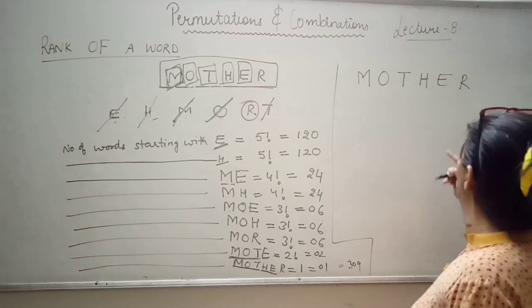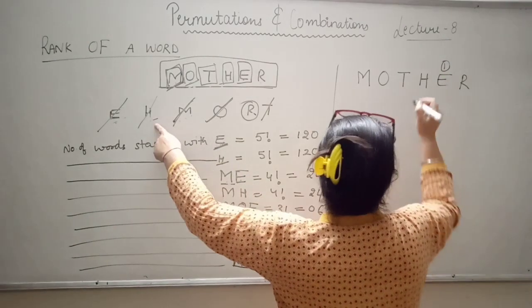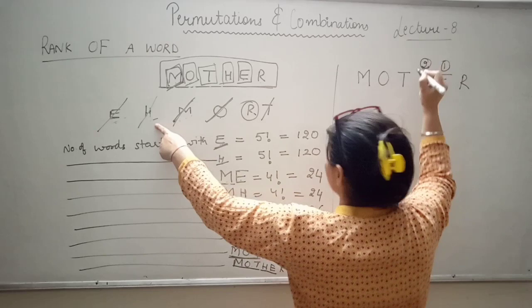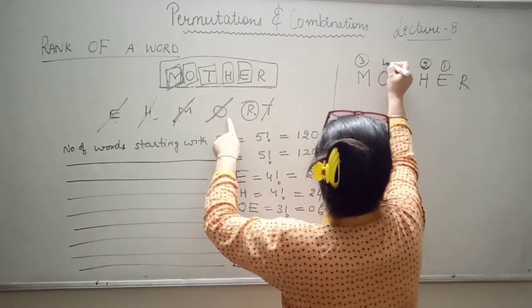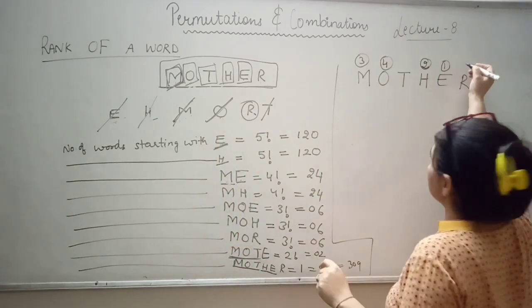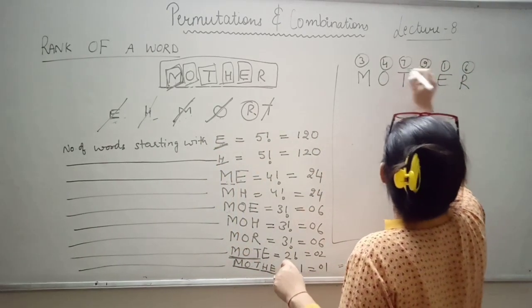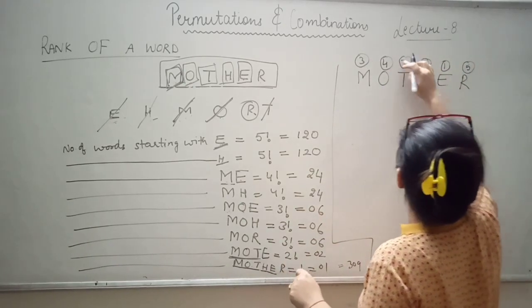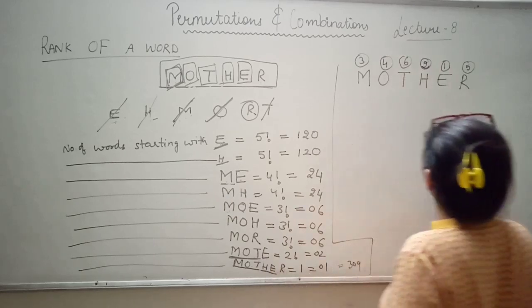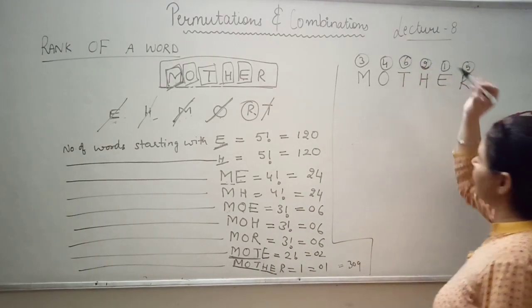So in the alphabetical order, if you write, this will be at the first position, E, then H is at the second position, then M is at the third position, and O is at the fourth position, and then R is at the fifth, and T is at the sixth position. Okay. So I have written what are their positions as per the alphabetical order.